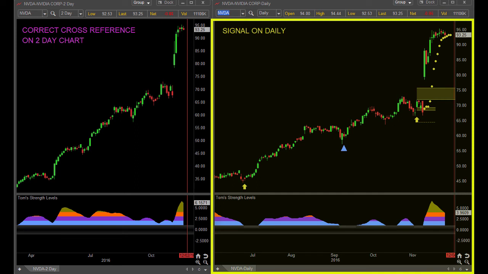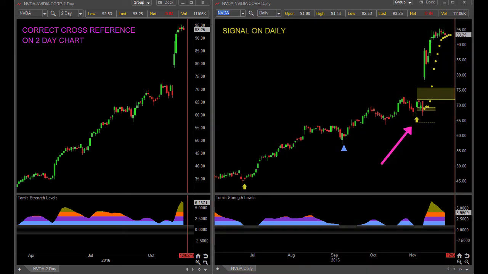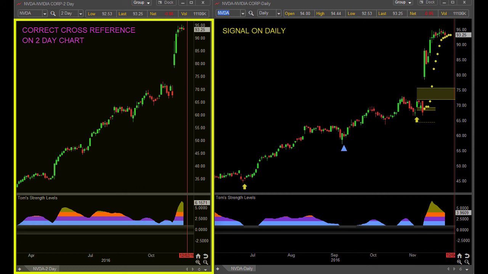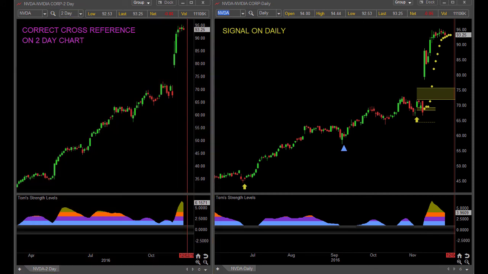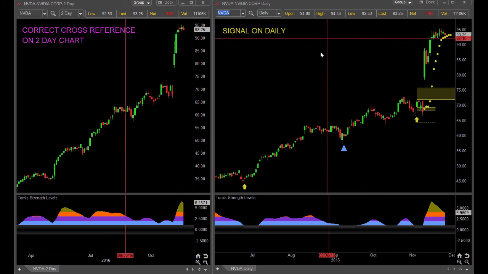The chart on the right is the daily chart where the pivot signal is identified. The correct cross-reference is on the next Fibonacci sequence of the 2-day chart. The chart on the left is the 2-day chart. The 2-day chart on the left is used for only cross-referencing the strength level. As you can see, when the pivot signals were generated on the daily chart, the corresponding levels on the 2-day chart confirmed Elliott's strength from higher time levels.